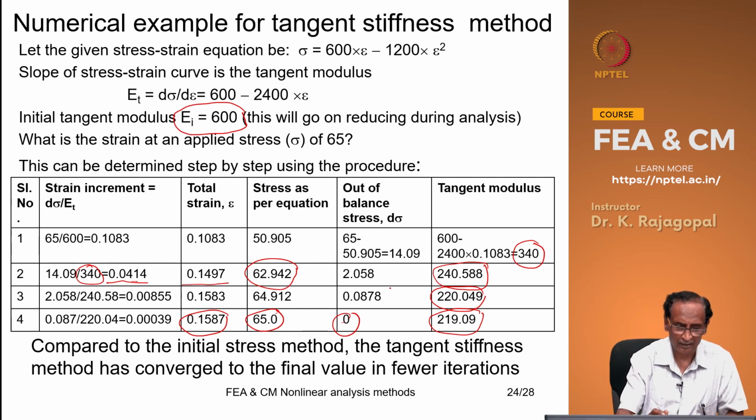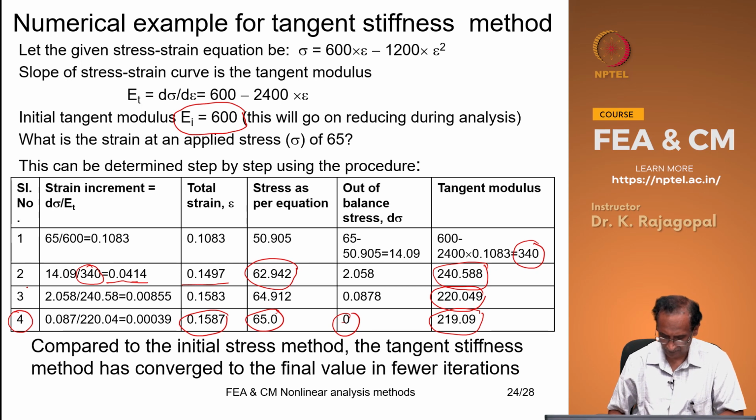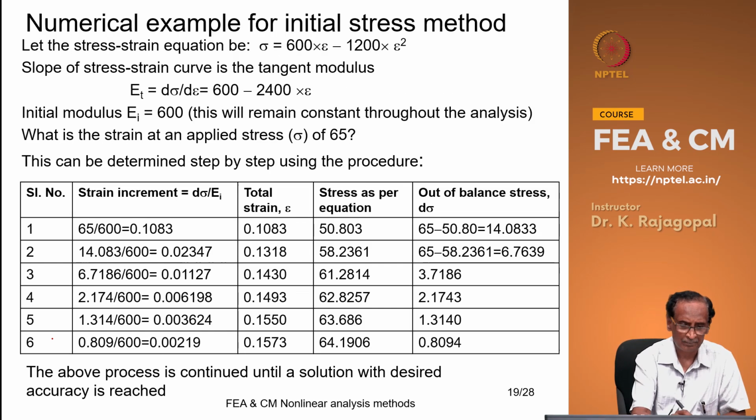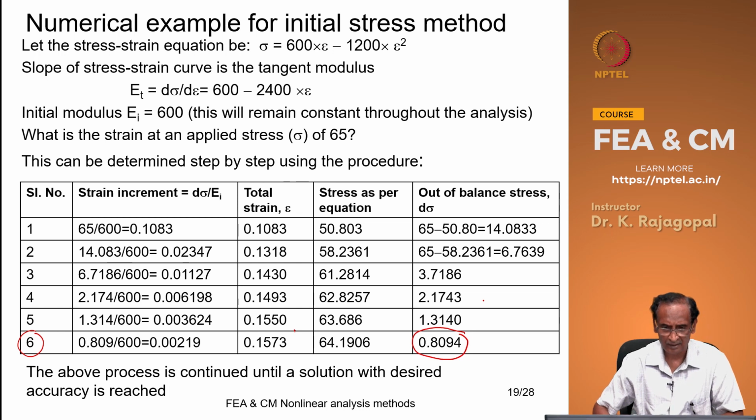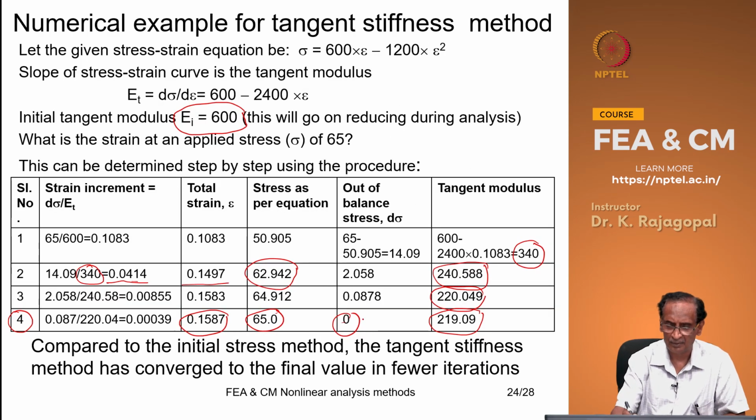This particular tangent stiffness method has converged within 4 steps, whereas let us look at the initial stress method. In the initial stress method, even after 6 iterations, we still have some out of balance force, 0.80. It has not come down to 0, whereas in the tangent stiffness method, it has come down to an out of balance stress of practically 0.